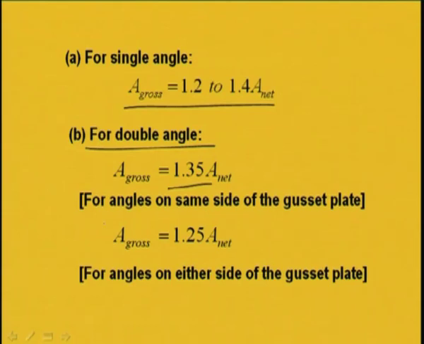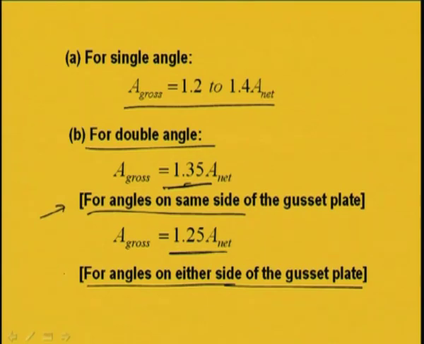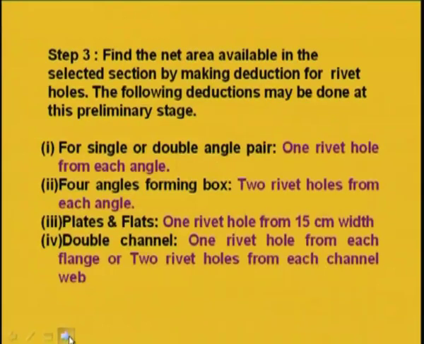Now, for double angles: for angles on the same side of the gusset plate, and if angles are on either side of the gusset plate, then 25% of net area can be taken as additional. That means for a double angle, one is this, another is this. If angles are on the same side of the gusset plate, then we can take 1.35 into net area, and if angles are on either side of the gusset plate, then we can take 1.25 into net area. This is how we can start.